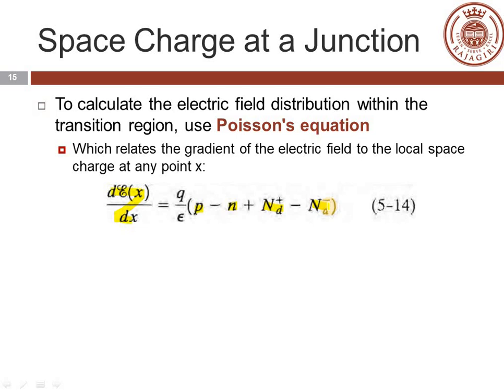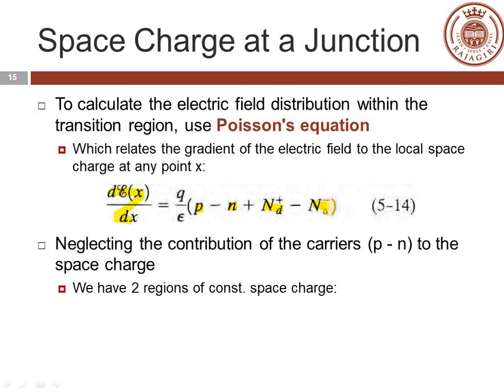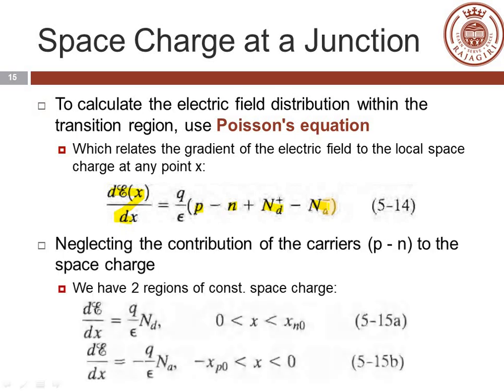Then we are considering the transition region. In the transition region, we are assuming the depletion approximation. That means within that transition region, we don't have any carriers. P or N is not there. Only acceptor and donor ions are there. So P and N will be equal to 0 within the transition region. So we can write the above equation 5.14 as dE/dx equal to Q by epsilon Nd for the region 0 to xn0. Similarly, dE/dx equal to minus Q by epsilon into Na for the region minus xp0 to 0.